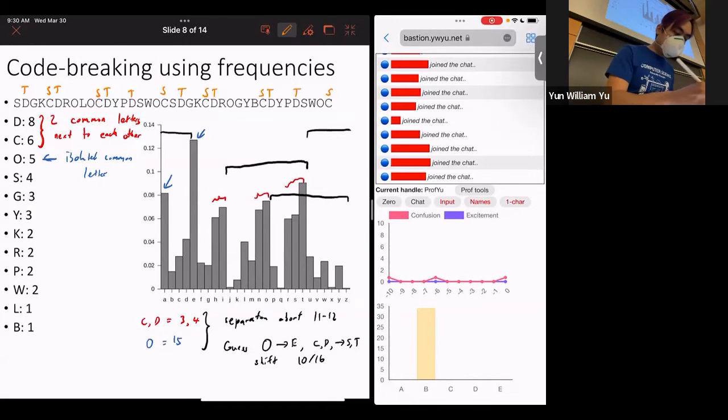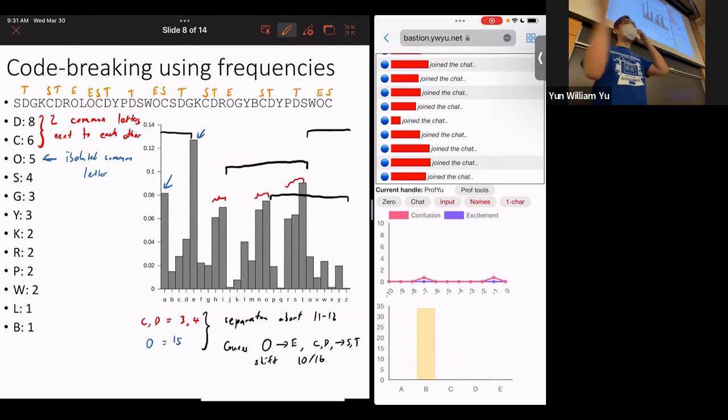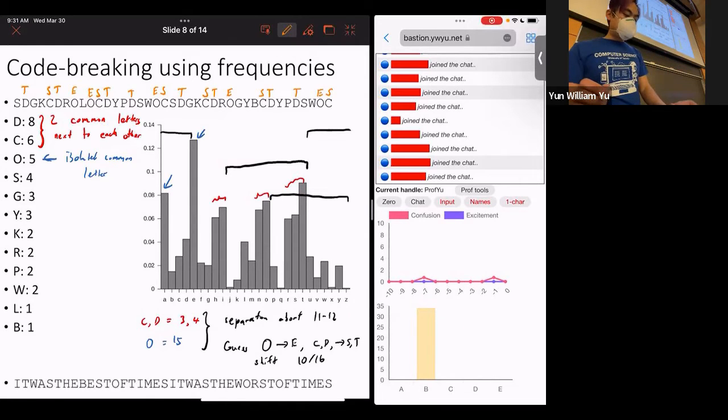So there's an E layer. E, E, E, E. Okay. And so from this, you might start saying, oh, well, this does sort of look reasonable. And then you look to see what the shift number is, because of course the key is just a single number. And it turns out that this ends up giving, it was the best of times, it was the worst of times. And so this is a famous English quote.